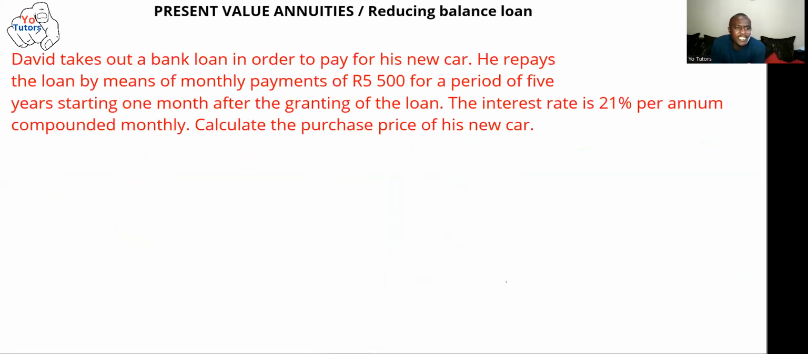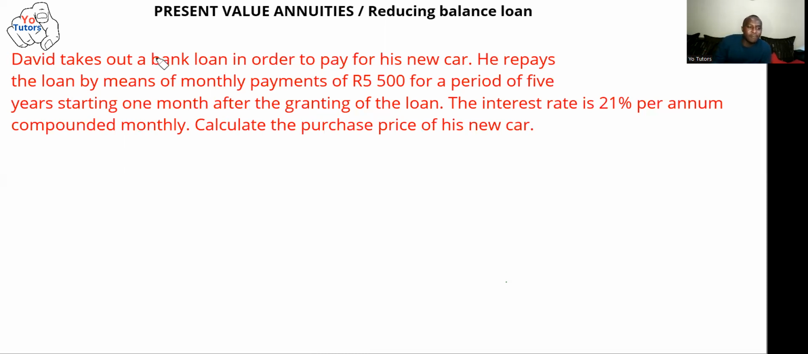Now, David takes out a bank loan in order to pay for his new car. He repays the loan by means of monthly payments of 5,500 for a period of 5 years, starting 1 month after the granting of the loan. So in this case, it's very much fine. It's 1 month after, and we know that that's our gap that we want. The interest rate is 21% per annum compounded monthly. Calculate the purchase price for this new car.